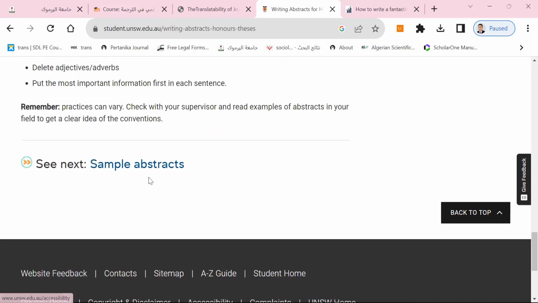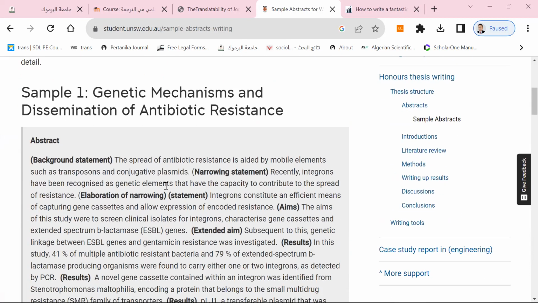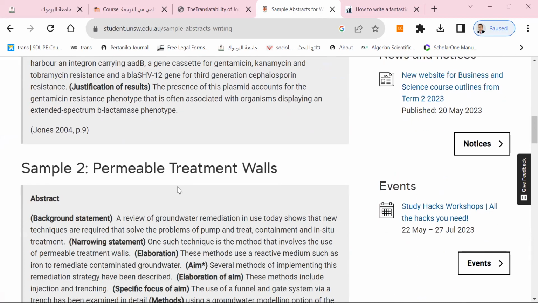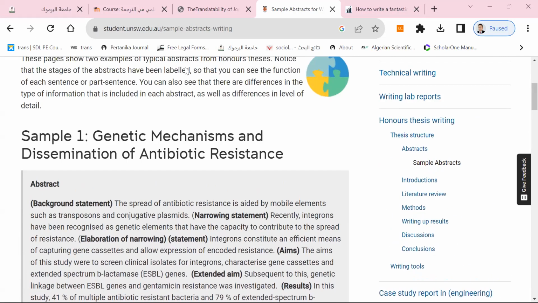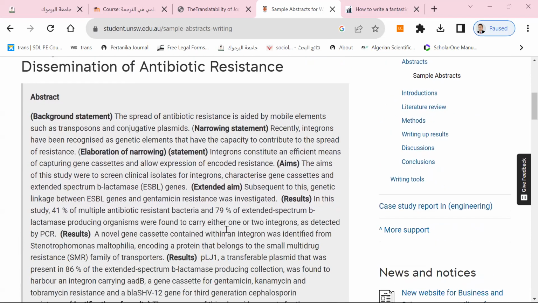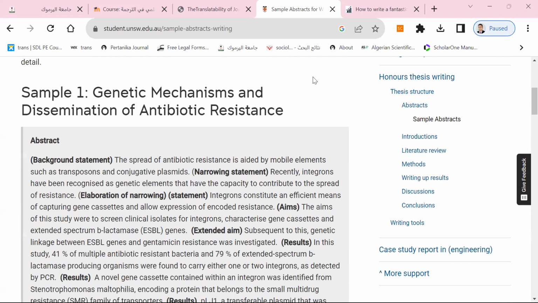Now, there are samples of abstracts here. This is a sample, genetic mechanisms and dissemination. We will have a look at an abstract in translation studies. Give me a second. Share. Okay. Sharing an example for you.